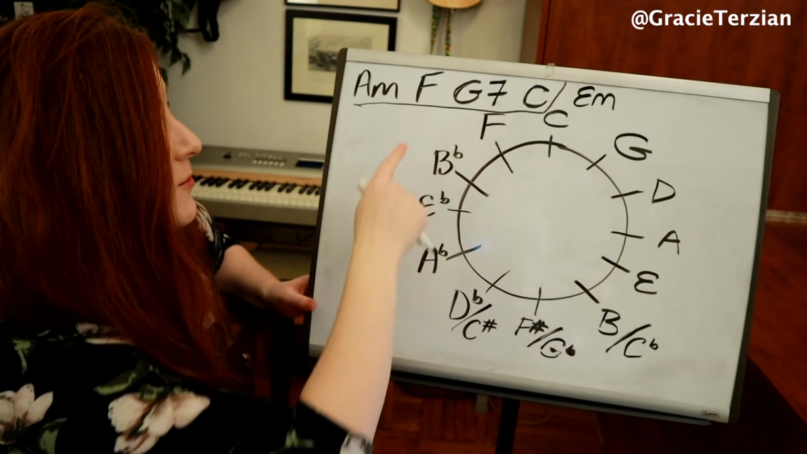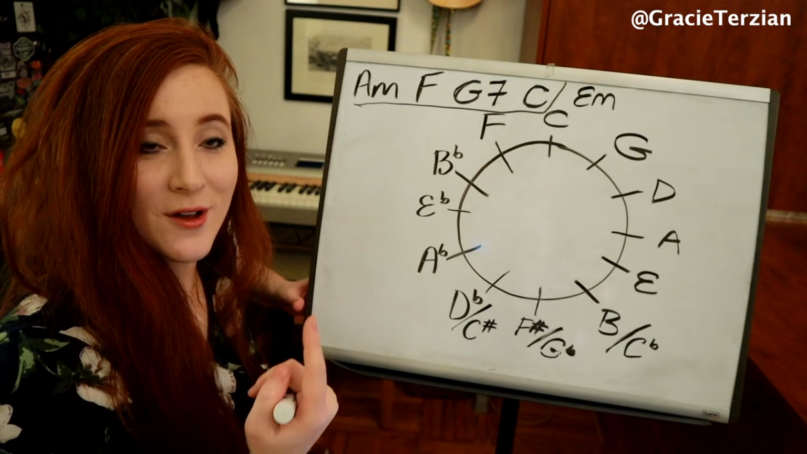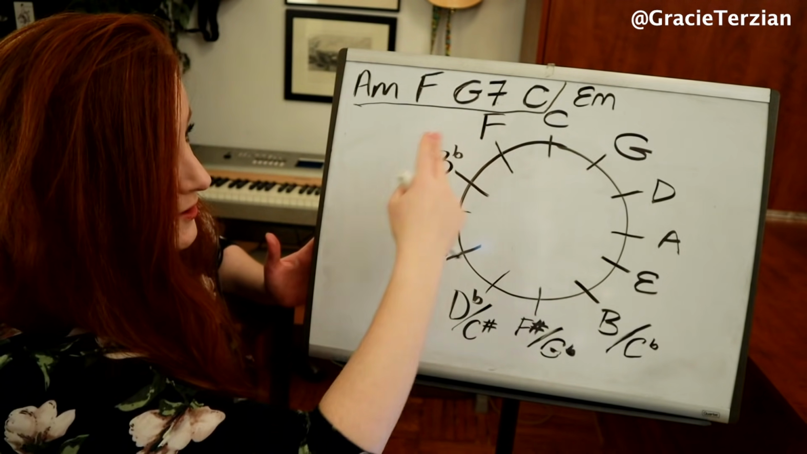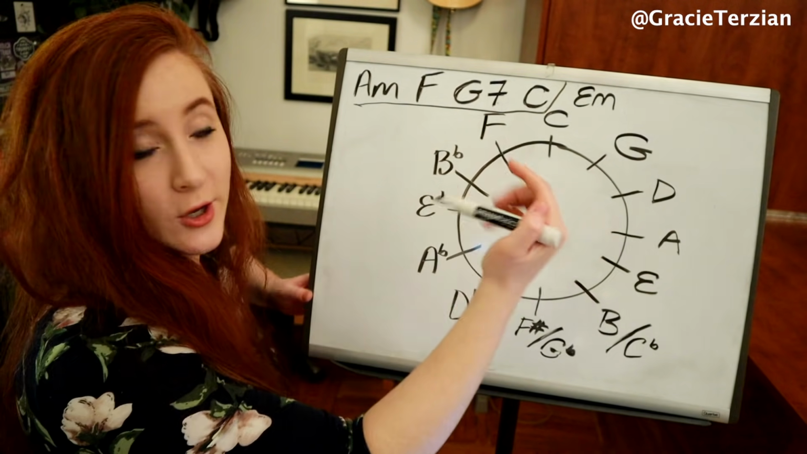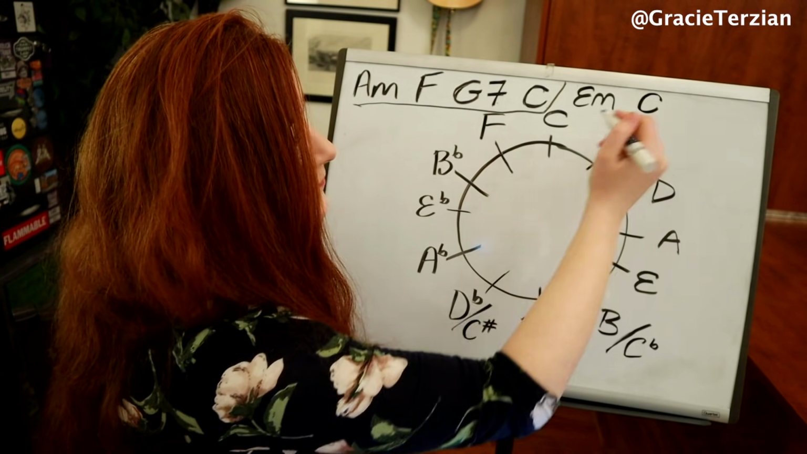Now, what about my F chord? I want to move that up a fifth as well. It's just an F major chord. So I'm going to find F on the circle. Here's F. I move it up a fifth, I get to C. Okay, so the next chord is going to be a C.